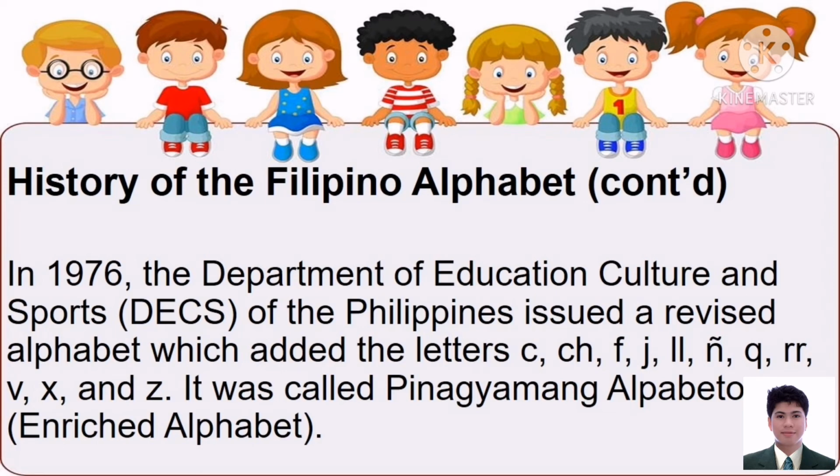Learners, in 1976, the Department of Education, Culture and Sports, or DECS, of the Philippines issued a revised alphabet which added the letters C, CH, F, J, LL, Q, RR, V, X, and Z. It was called in Tagalog Pinagyamang Alpabeto, but in English, Enriched Alphabet.